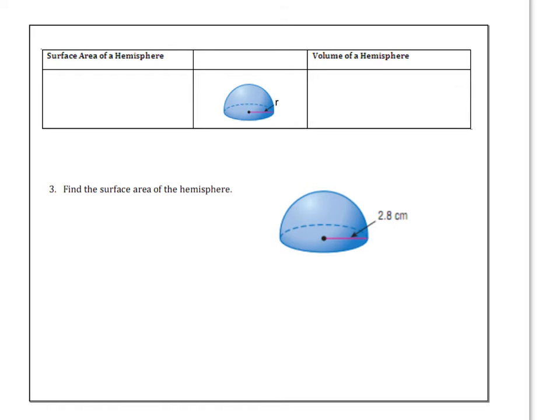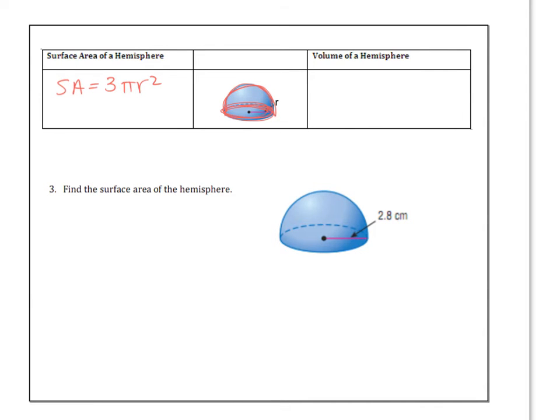It will take 2 to cover the curved part of the sphere, but it's going to take a 3rd circle to cover the bottom. It would take 2 to cover the curved and 1 to cover the bottom. So altogether, it's going to take 3 circles to cover the hemisphere. The formula goes like this. Surface area is 3 pi r squared.